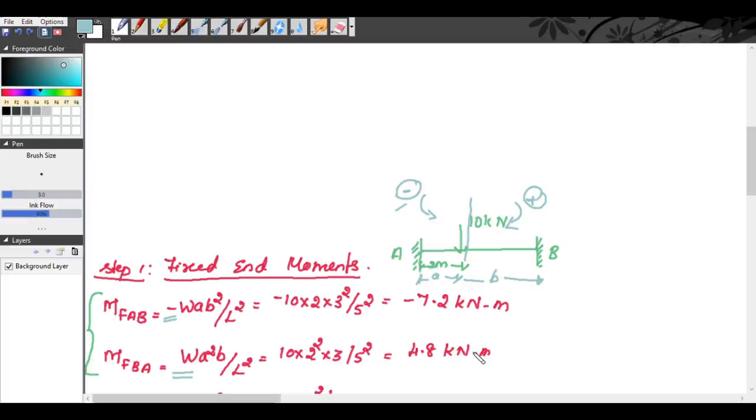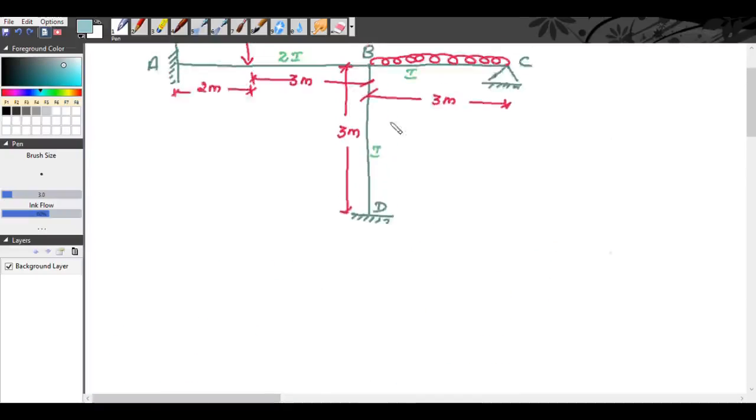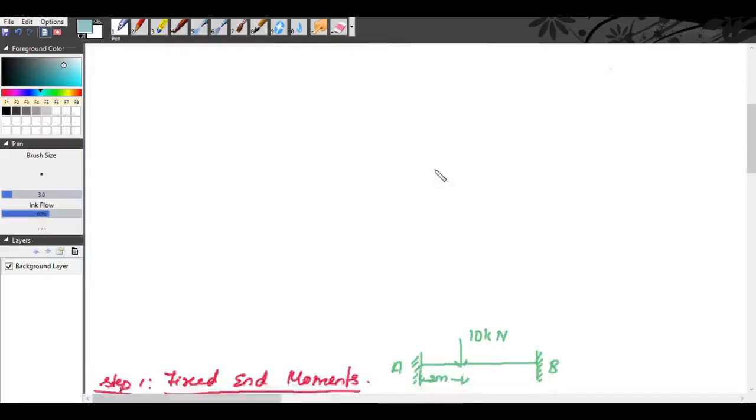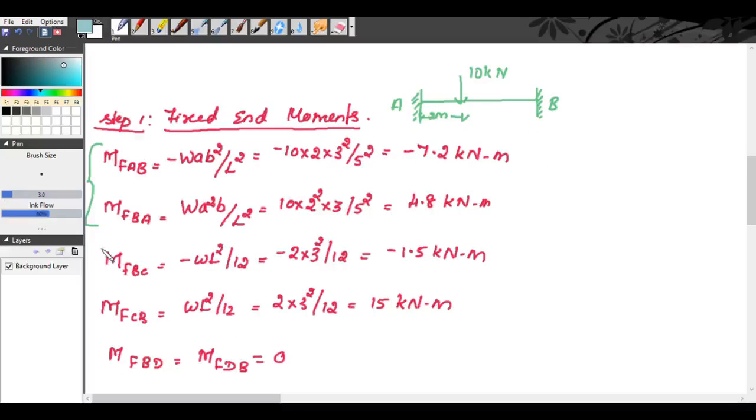Now we will move on to our second span. The second span is BC, right? So AB is over. Next is BC. And in BC, we have a 2 kilonewton per meter load. The span length is 3 meter. So we have two fixed end moments for the span BC, one at end B and another at end C.